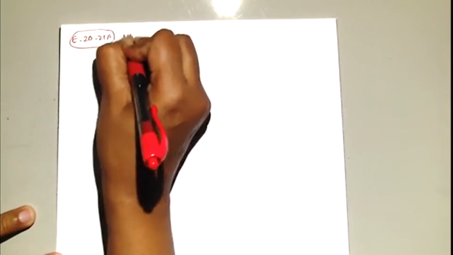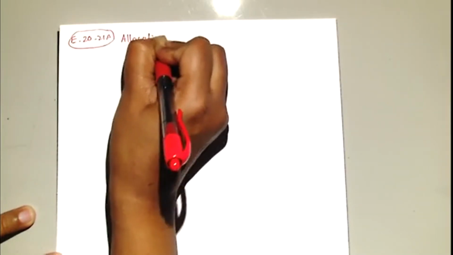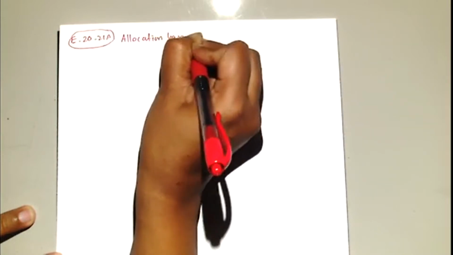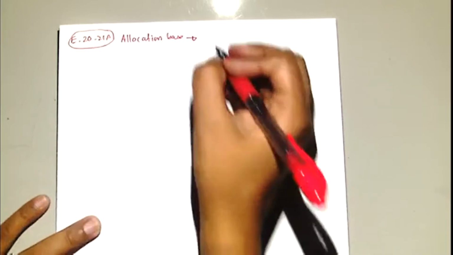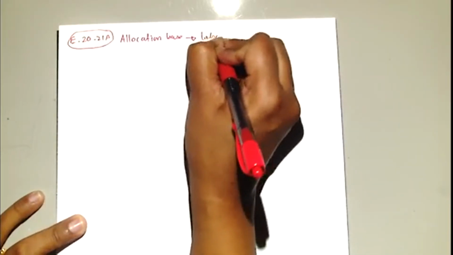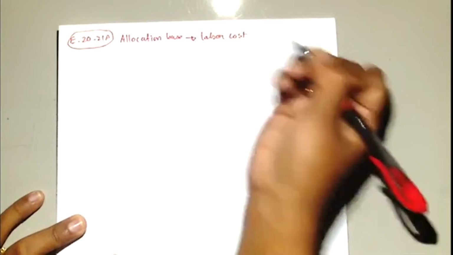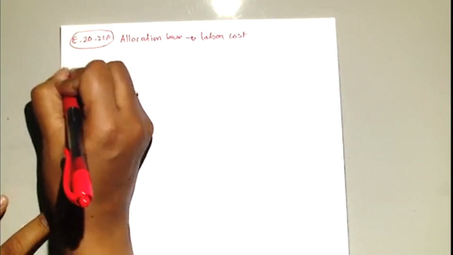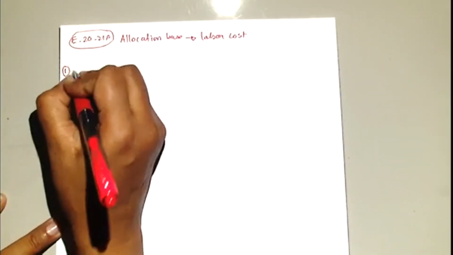Okay, so it's E321A. What is my allocation base? Who can tell me my allocation base for this problem? Is it labor hour, labor cost, machine hour? Colleen, what is my allocation base? Labor cost. Very good. Direct labor cost. And the first part, you all should know that.